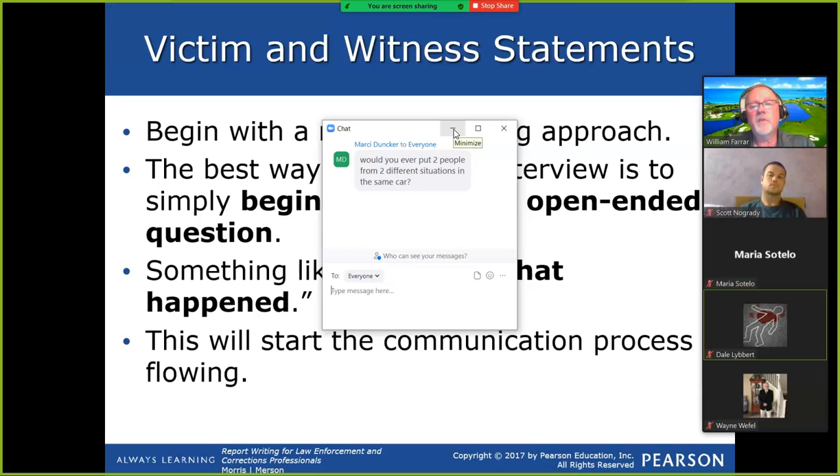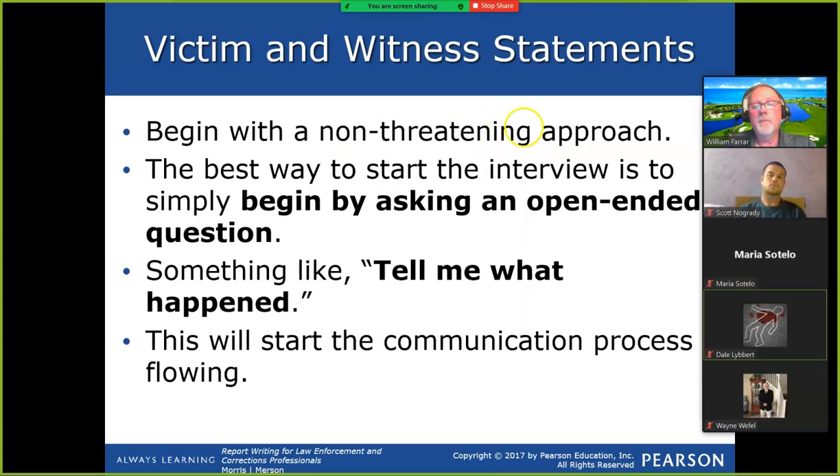And Marcy, I see your chat. Would you ever put two people from two different situations in the same car? No, you really do want to keep people separate. Again, if you're only looking for suspects to talk to each other to formulate whatever their defense is going to be, you could do that. But other than that, I would keep everybody separate.